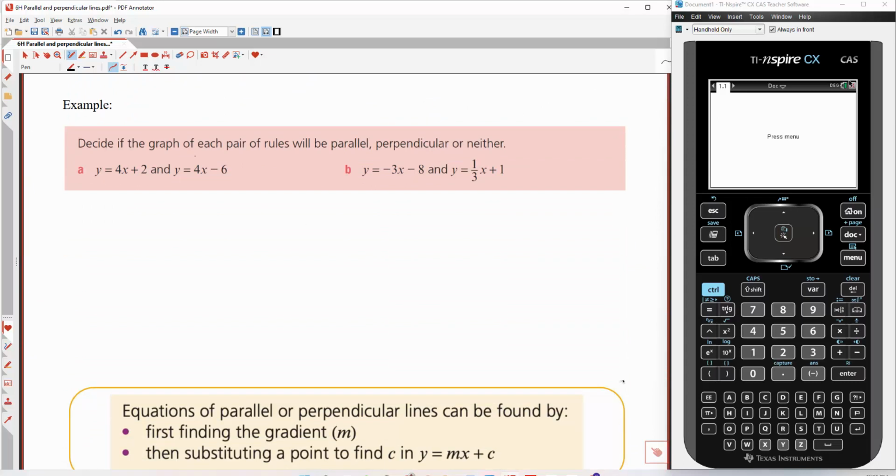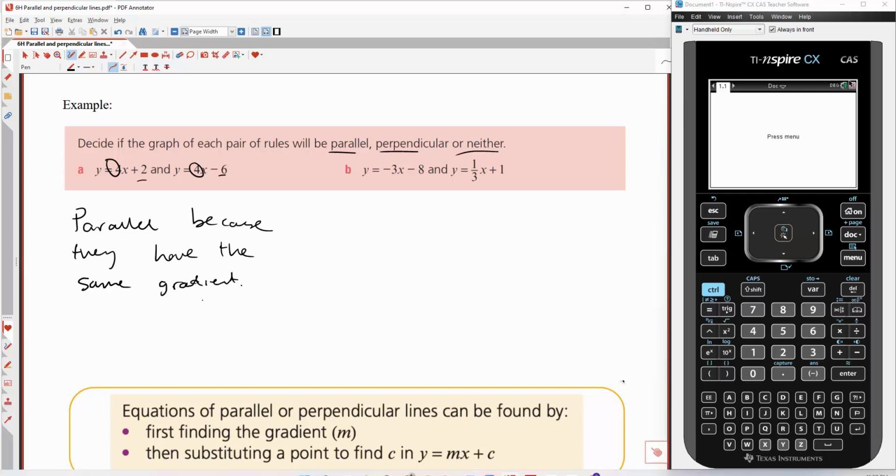So the first example: decide if the graph of each pair of rules will be parallel, perpendicular, or neither. So we can see here that these two lines have a different y-intercept, negative 6 and 2, but note that they have exactly the same gradient. So these two lines are in fact parallel because they have the same gradient. Alright, let's do the next one.